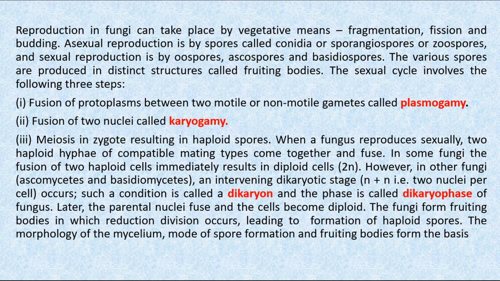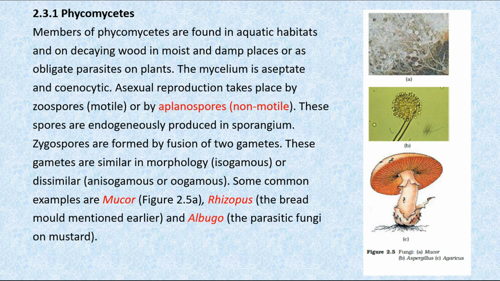However, in other fungi, Ascomycetes and Basidiomycetes, an intervening dikaryotic stage, n + n, i.e., two nuclei per cell, occurs. Such a condition is called a dikaryon and the phase is called the dikaryophase of the fungus. Later, the parental nuclei fuse and the cells become diploid. The fungi form fruiting bodies in which reduction division occurs, leading to formation of haploid spores. The morphology of the mycelium, mode of spore formation and fruiting bodies form the basis for the division of the kingdom into various classes.